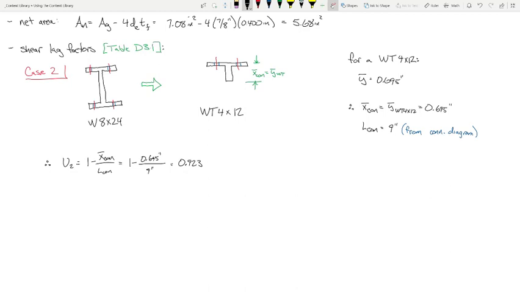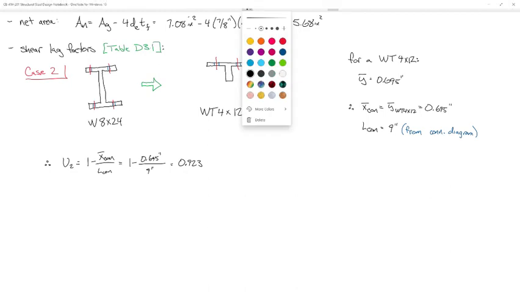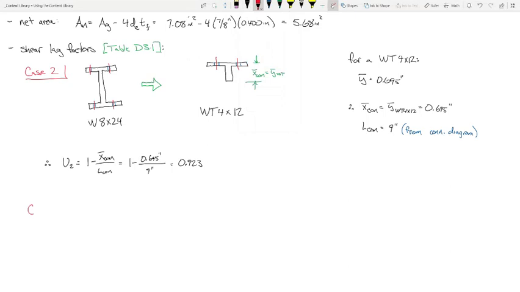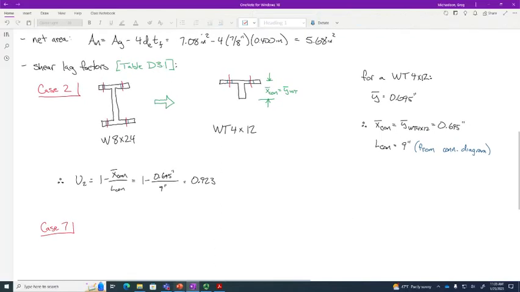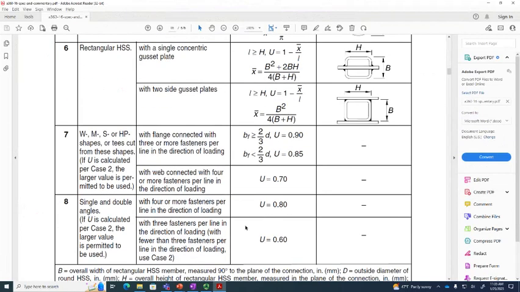Now, that's case 2. We also have case 7. Now, how do we deal with case 7? How does case 7 work? Well, let's see. So, let's look here. This is case 7. Case 7 says W, M, S, or HV shapes, or T's cut from those shapes. That fits. Okay? So, we have 2 branches that go off this. This lower branch talks about the web, right? So, we don't care about that. What about up here? With the flange connected with 3 or more fasteners per line in the direction of loading.